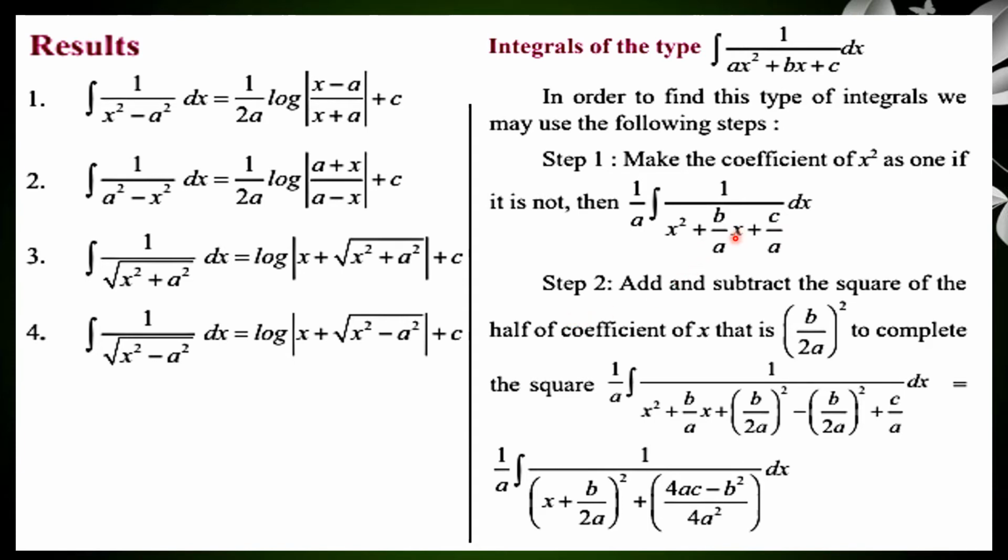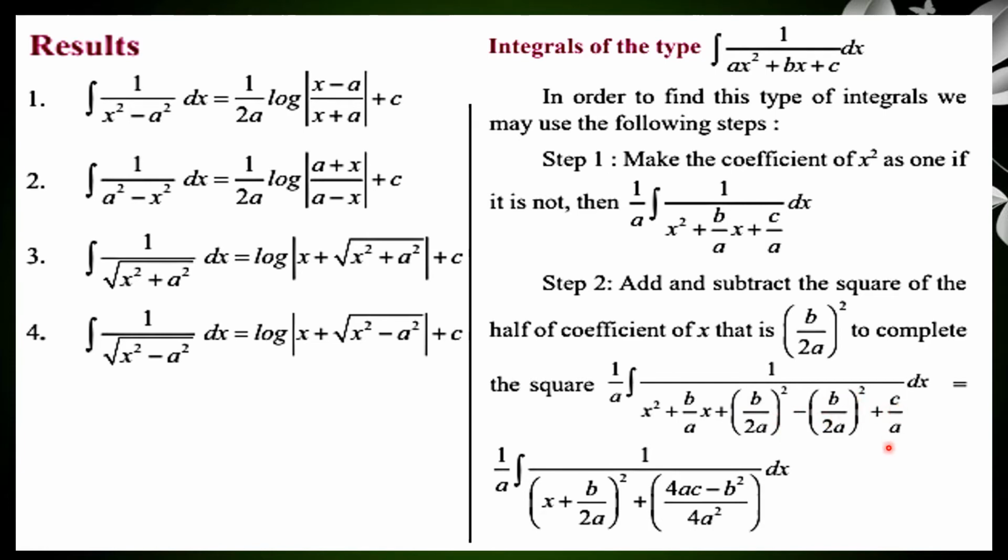Now the next step is to add and subtract the square of half of the coefficient of x. That is b upon a, and half of b upon a is b upon 2a, and its square is b upon 2a the whole square. We will add and subtract this. So first we write two terms, then add and subtract, and then write the last term c upon a. That is 1 upon a into integral 1 upon x square plus b upon a into x plus b upon 2a the whole square minus b upon 2a the whole square, added and subtracted.